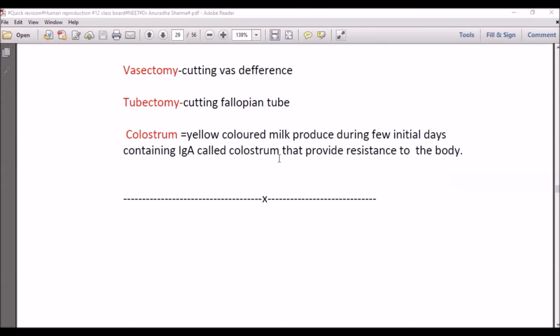Now colostrum, we know, is yellow colored milk which is produced during the initial days and it contains IgA, which is important for providing resistance to the body.